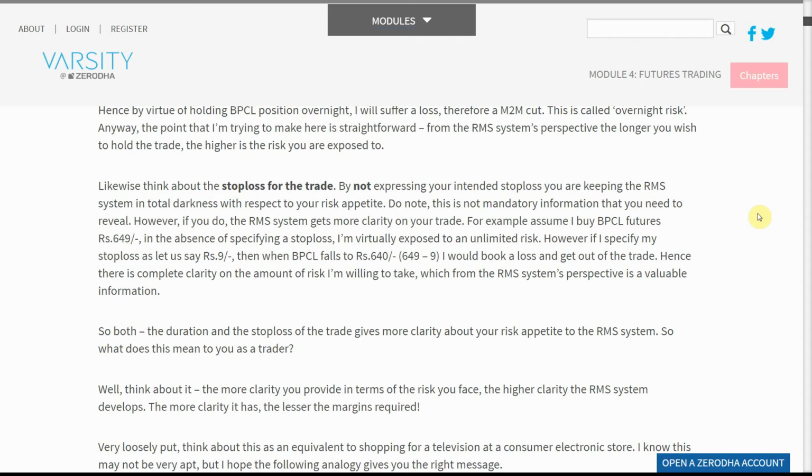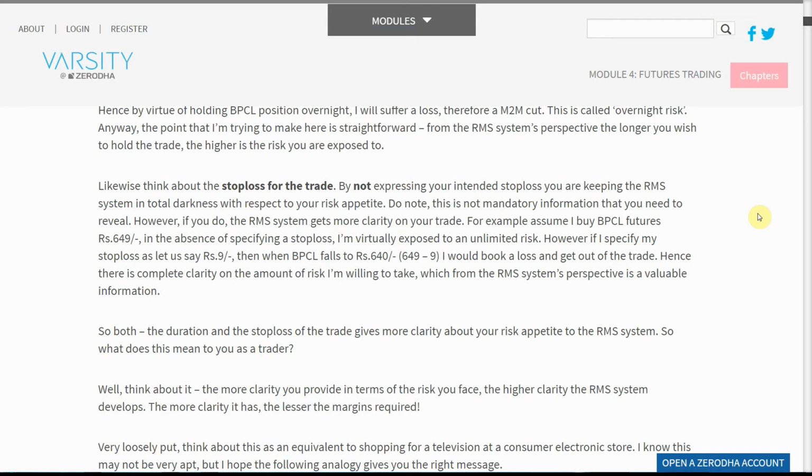For example, assume I buy BPCL futures at 649 rupees per share. In the absence of specifying a stop loss, I'm virtually exposed to an unlimited risk. However, if I specify my stop loss as, let us say, 9 rupees, then when BPCL falls to 640 rupees, 649 minus 9, I would book a loss and get out of the trade. Hence, there is complete clarity on the amount of risk I'm willing to take, which from the RMS system's perspective is valuable information. So both the duration and the stop loss of the trade give more clarity about your risk appetite to the RMS system.